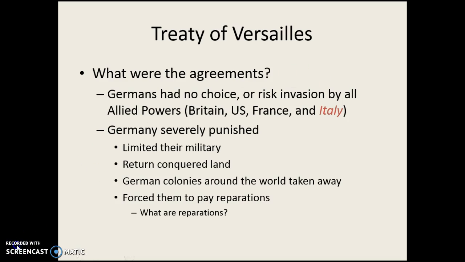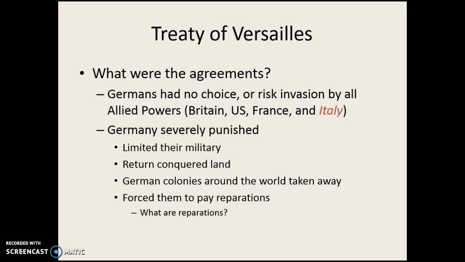They have to limit their military. So they're going to limit Germany's military. They're going to give all the land back that Germany had conquered in World War I, and then German colonies around the world were taken away. If their colony was in East Asia, then Japan took it away, and if in the Middle East, the British took it away, and if it was in Africa, then France took it away.